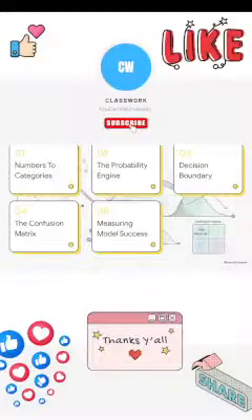Okay, let's dive into this. Here is our roadmap for today. First, from numbers to categories. Second, the probability engine. Third, crossing the decision boundary. Fourth, the confusion matrix. And finally, number 5, measuring model success.